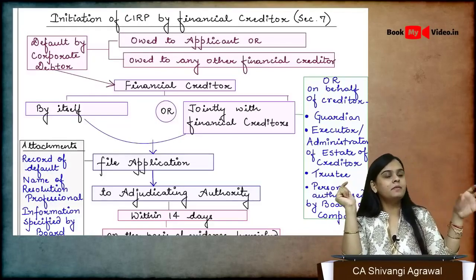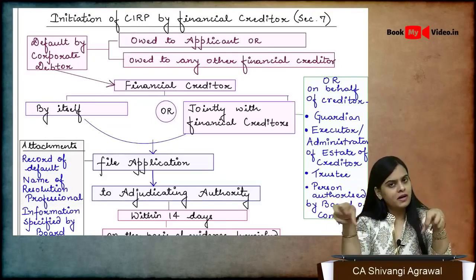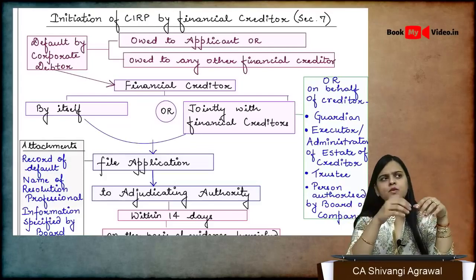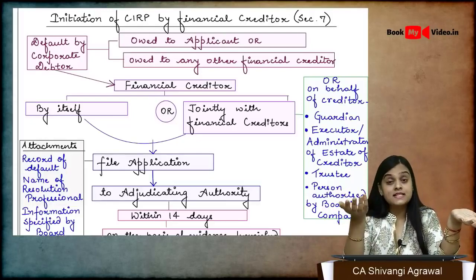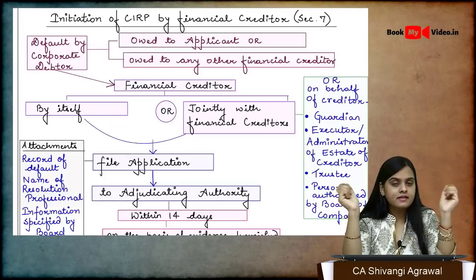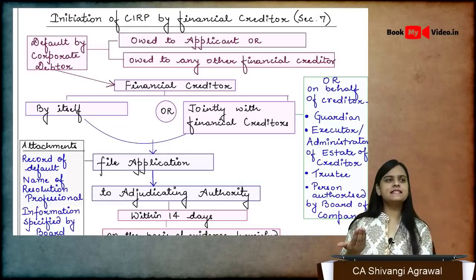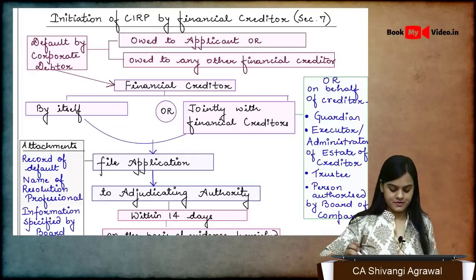That means maybe the company has taken a loan from a bank and the company has also taken loans from other people. The company has repaid this loan, has not repaid that loan. So collectively, if it has defaulted in the payment of an amount to any financial creditor, then this application can be made either by itself or jointly with other financial creditors.